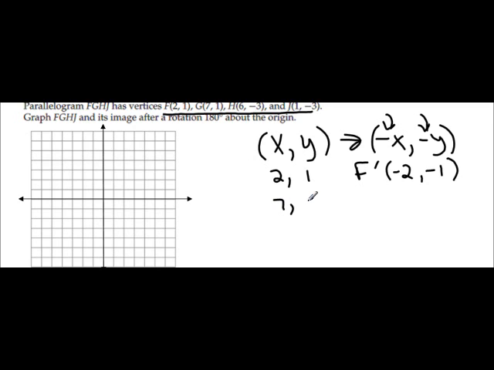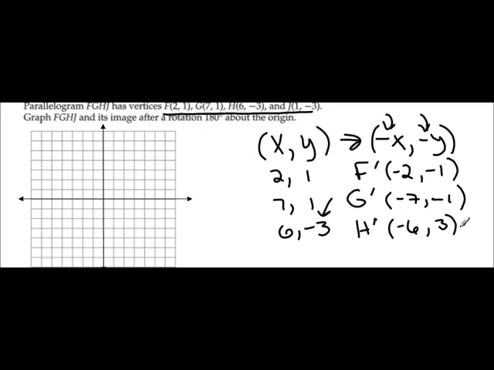G is 7, 1. So G prime is going to be negative 7, negative 1. H is 6, negative 3. So here's where you just change the sign. You're making it the opposite sign. So H prime becomes negative 6 and a positive 3. And then finally we have J, which is 1 and negative 3. So J prime is going to be negative 1 and a positive 3.